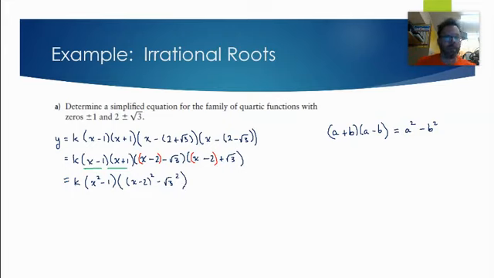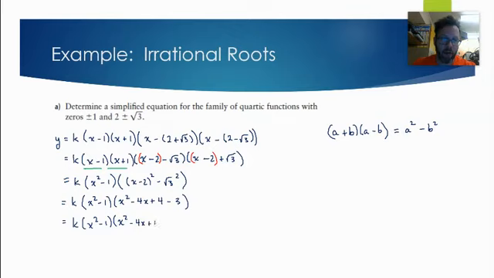Using that special pattern allows us to make some simplifications and actually get our quartic polynomial with integer coefficients. So we have x squared minus 1. We can clean up this bracket over here. x minus 2 squared is x squared minus 4x plus 4. And the root of 3 squared is just 3. Subtract 3. And we get x squared minus 1. And finally, x squared minus 4x plus 1.